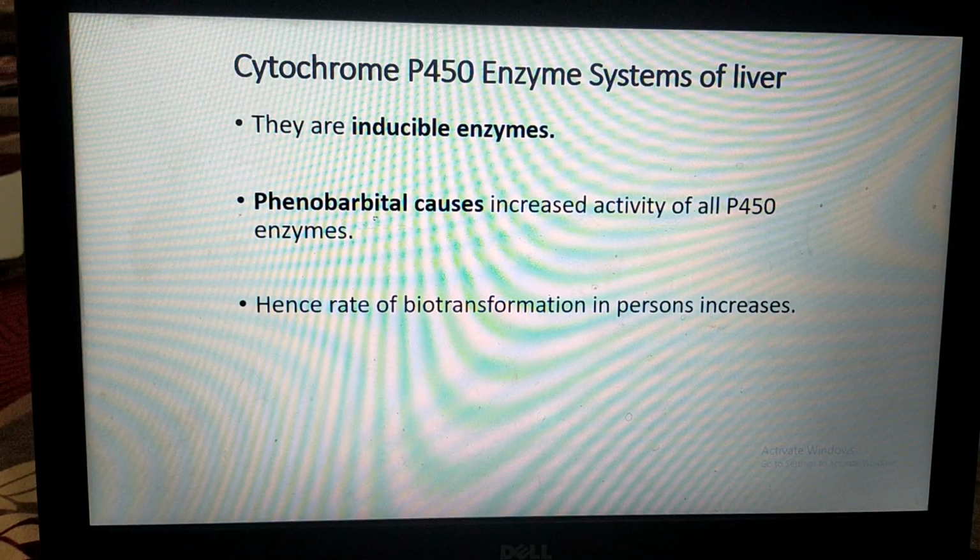So, when a patient is taking phenobarbital, this phenobarbital induces the cytochrome P450 enzyme system. Therefore, the activity of the cytochrome P450 enzyme system increases, and as I have told you, this cytochrome P450 is involved in the biotransformation of various drugs. So, in a person who is already taking phenobarbital and whose cytochrome P450 is induced, if we give a drug, the biotransformation of that drug occurs in that person at a faster rate.